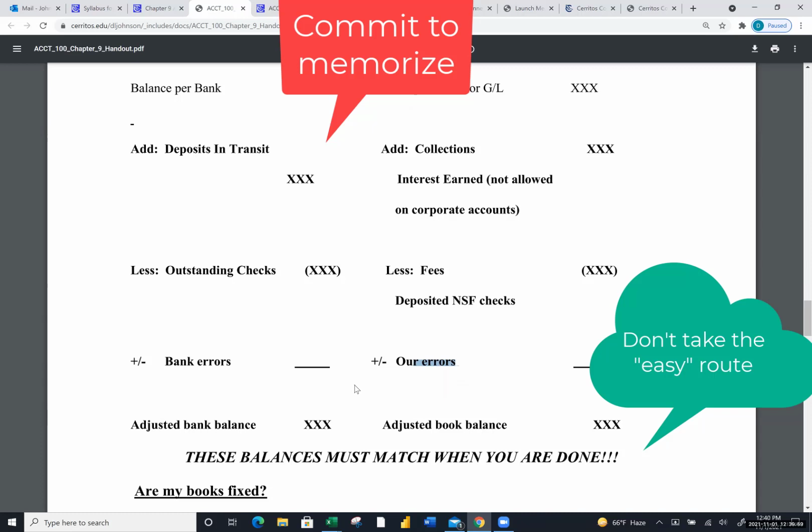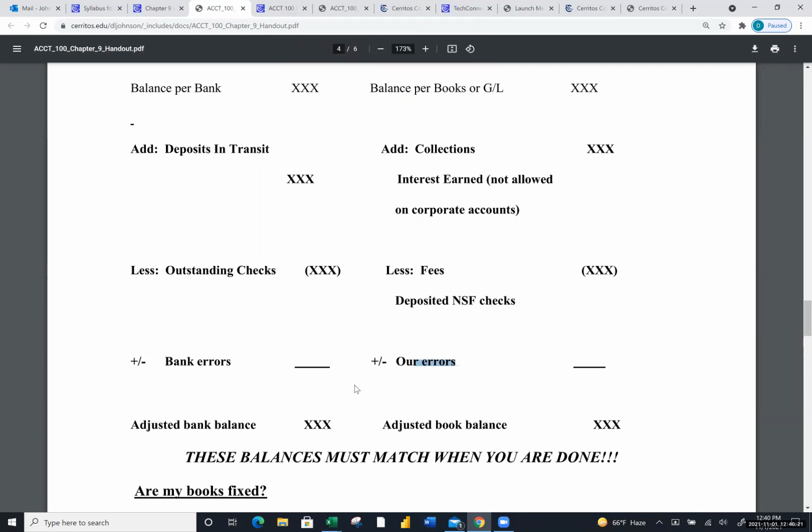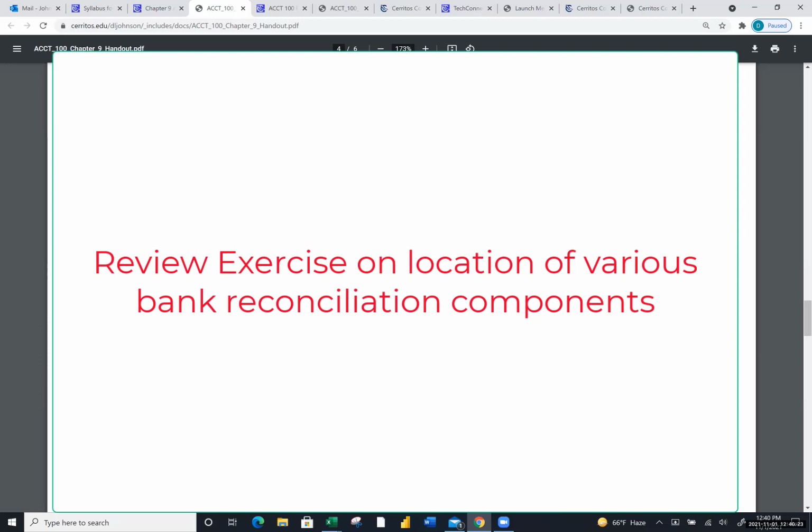The effort level from 100 to 101 is way up here. This is not a transferable class. It prepares you for one that is, but 101 is a transferable class. The level of reading is going to go up. The level of difficulty is going to go up. The level of effort required on the homework is going to go up as well. Anybody have any questions before we jump in?